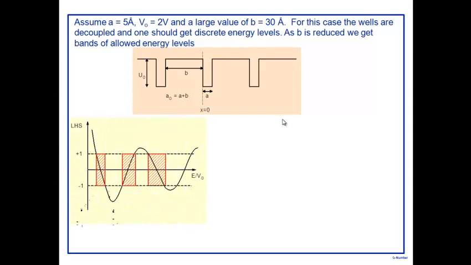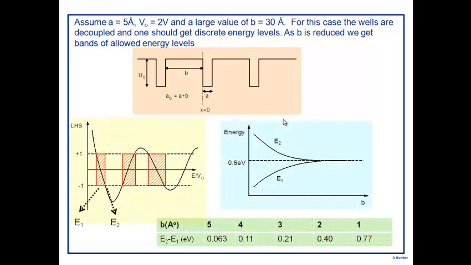I have an example here. With a certain potential, say 2 electron volts, A naught was fixed at 5 angstrom, and B, the separation between the two wells, was changed. What we are looking at is the first band, the width of the first band, E1 and E2. E1 is the lowest energy level, E2 is the highest energy level. So I'm looking at E2 minus E1.